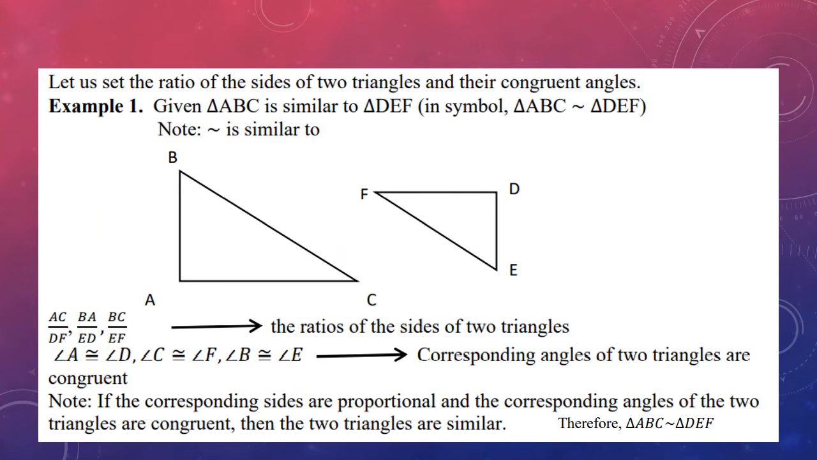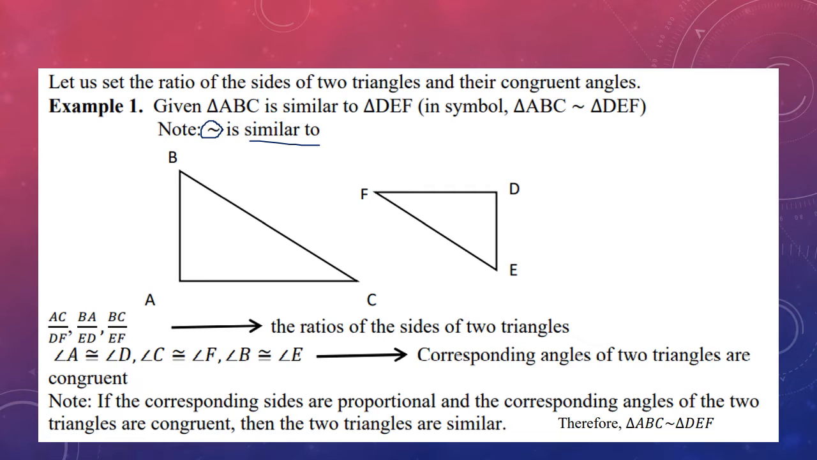Now let us set the ratio of the sides of two triangles and their congruent angles. Let's have example number 1. Given triangle ABC is similar to triangle DEF, or in symbol, triangle ABC ~ triangle DEF. Note, this symbol represents "similar to" or "is similar to." What is the difference between similar and congruent?